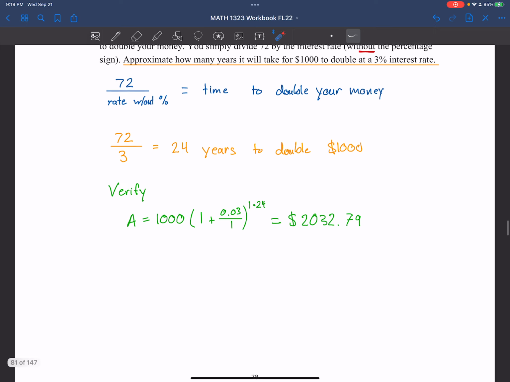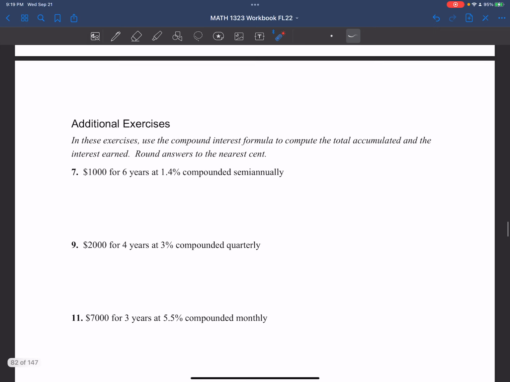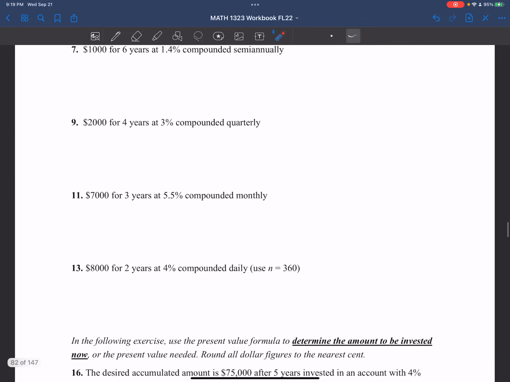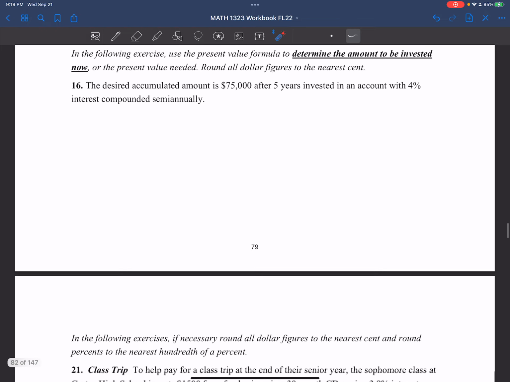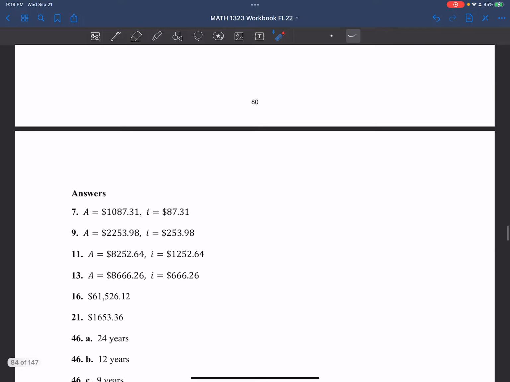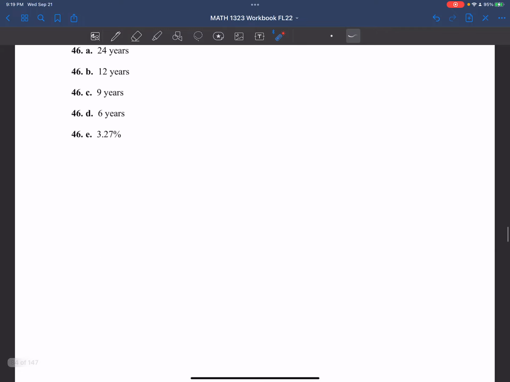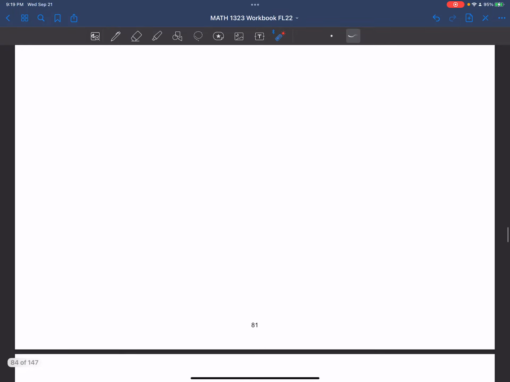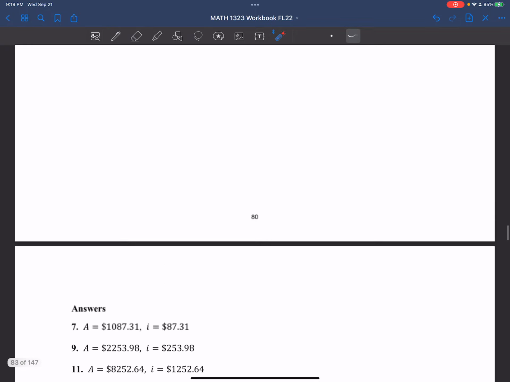There are some additional exercises. I would encourage you to work through these. And of course, remember that the answers to all of these questions are at the end of the section. So hopefully you learned a little bit more about compound interest. Good luck, and let me know if you have any questions.